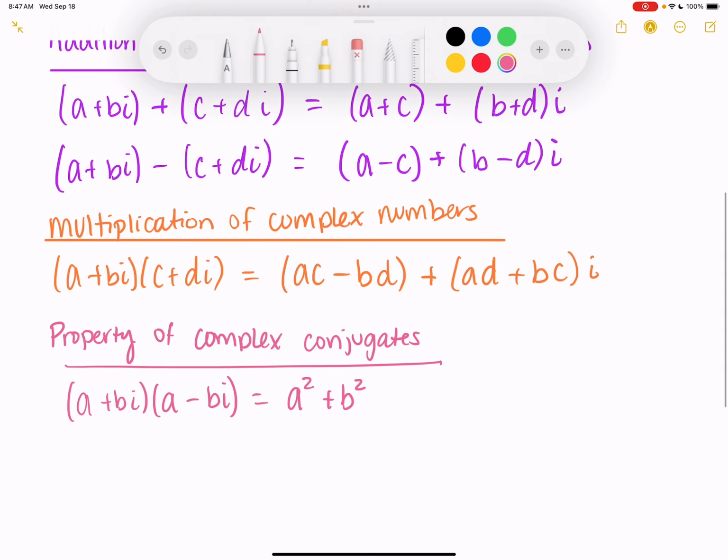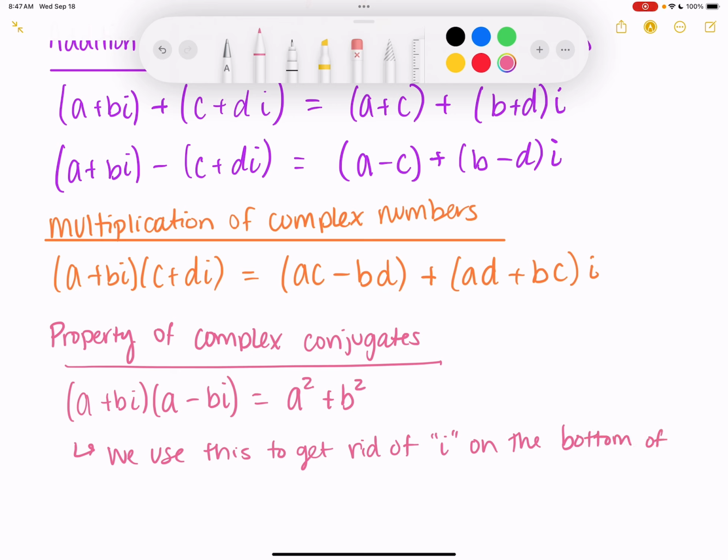And we use this to get rid of I on the bottom of a fraction. So if I want to be able to cancel stuff out, I'm going to use the conjugate so I can get rid of I's on the bottom. Much like we can't have a radical left on the bottom, I also can't have an I left on the bottom.